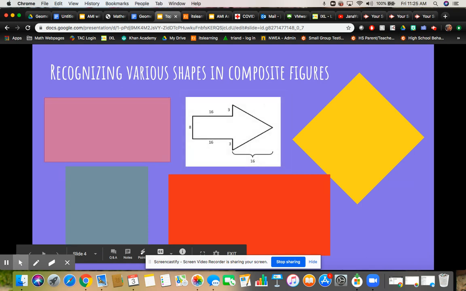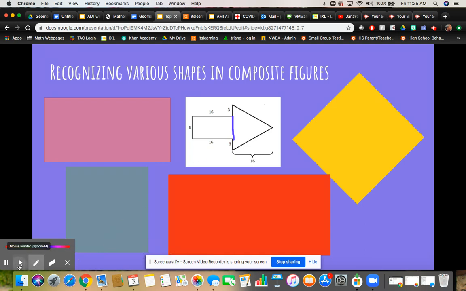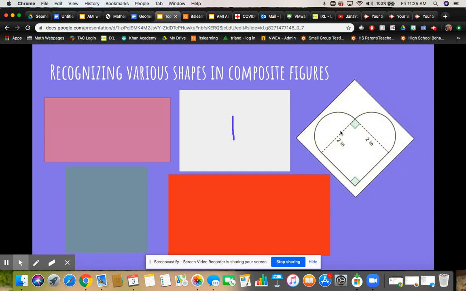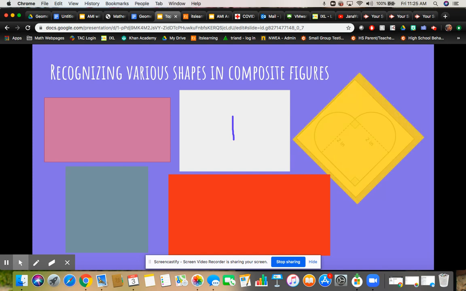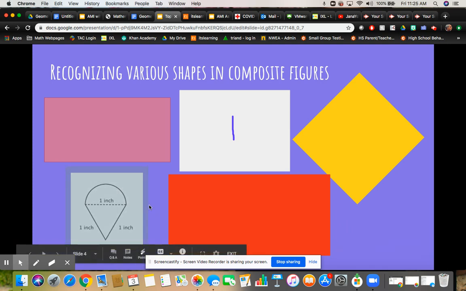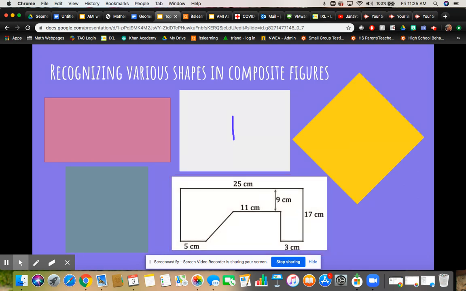So let's look at our next one. You might also see a shape that looks like an arrow, and we can see that this arrow looks like it's part of a rectangle and a triangle. Well, you might also see something that looks like a heart. It already has these dotted lines on here showing that this heart is made of two semicircles and a square. You might also see a shape that looks like a snow cone, which is just a triangle and a semicircle.